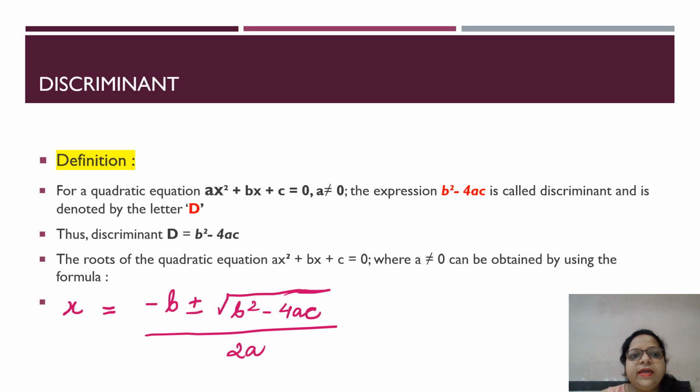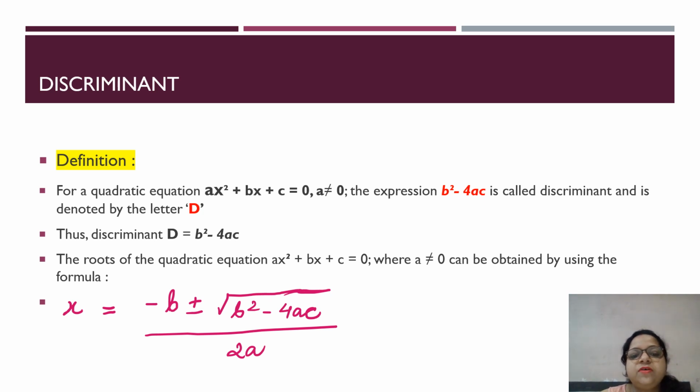Discriminant. Okay, we are going to study what is a discriminant. Definition of discriminant: for a quadratic equation ax square plus bx plus c is equal to 0, where a is not equal to 0, the expression b square minus 4ac is called the discriminant and is denoted by the letter D. Thus discriminant D is equal to b square minus 4ac.